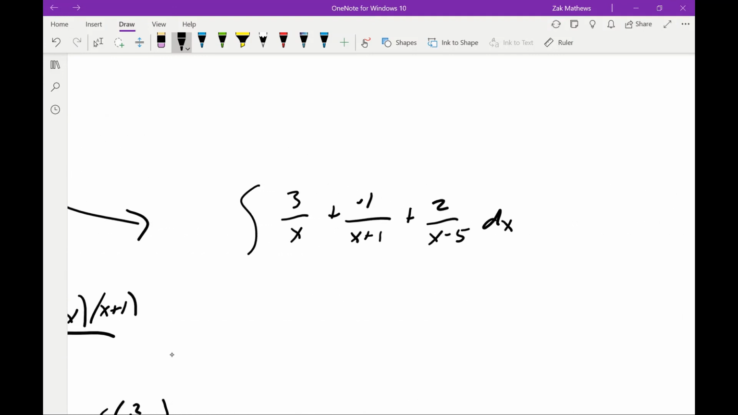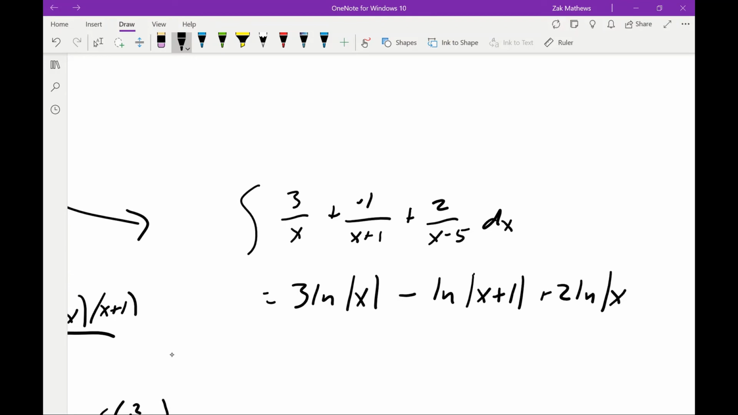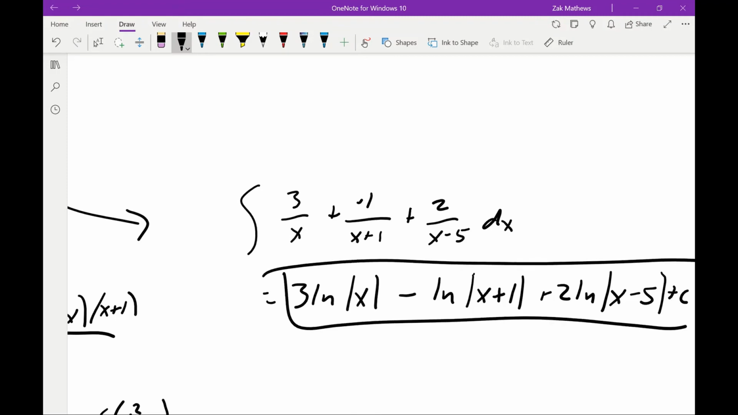And now we can take the antiderivative of these very easily. 3 natural log of the absolute value of x, minus the natural log of the absolute value of x plus 1, plus 2 natural log of the absolute value of x minus 5, plus the c. So there's our answer.